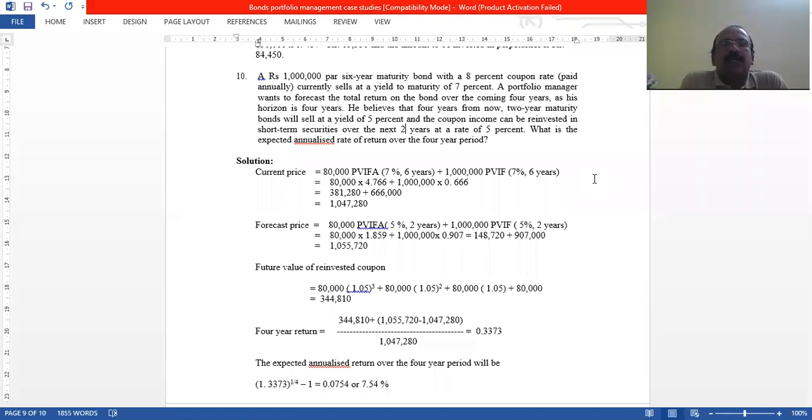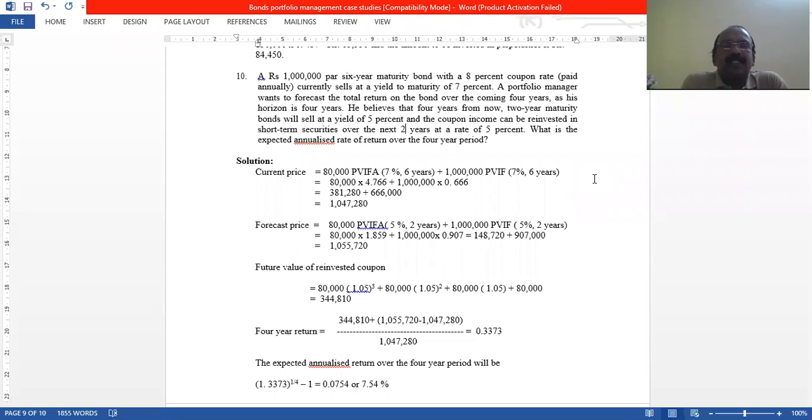Now, this is your interest income. Now look at the capital appreciation, your capital gain yield. The price is the forecasted price after 4 years, it is 10,55,720. The original price was 10,47,280. That is your capital gain. So divide by the original price. That is 0.3373. That is your 4-year return.